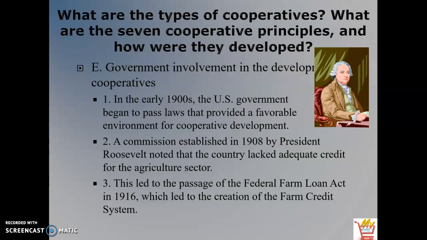And that led to the passage of the Federal Farm Loan Act of 1916, which led to the creation of the Farm Credit System. And the Farm Credit System exists to this day, and it provides loans for young farmers who are wanting to get started, or rural development loans. It provides basically funding to give loans to farmers to start or expand their agribusiness. And those are generally low interest loans that are a way to allow people to improve their agribusiness.